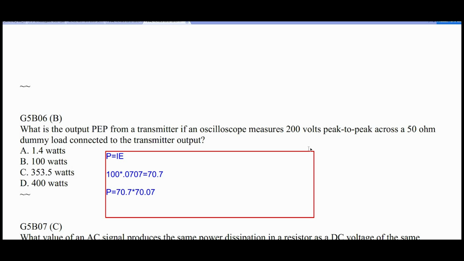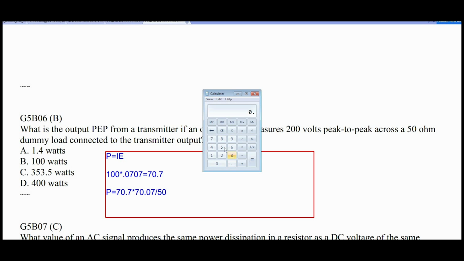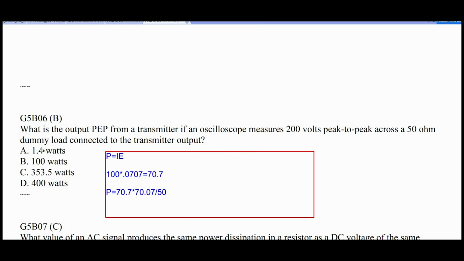Divided by, so it's the voltage squared divided by 50. And I have no clue as to what the answer is going to be. So let's see. Calculator, maybe I've done it wrong. So we got 70.7 times 70.7 equals, divided by 50 equals, well, I got the right answer. I have no great idea why. So we've got 100 watts.